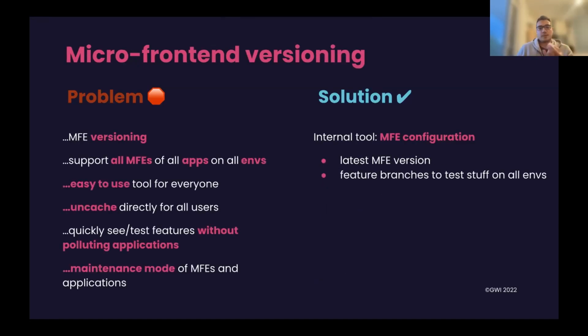How we approached micro-frontend versioning. Long story short, when you have a kernel and it has various micro-frontends, a problem that is created from the start is that all those micro-frontends should be supported and have a version for all the applications that the company has on all the environments that it supports. What do I mean by environments? We did have, and we do have, a testing environment, a staging environment, and a production environment. So we had to somehow keep track of all the latest micro-frontend versions for all of those environments. In addition, we had to create a tool, essentially, that was easy to use by everyone.